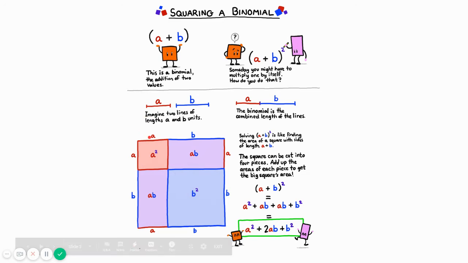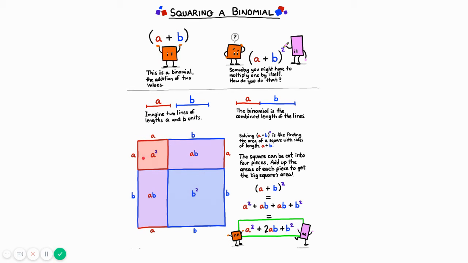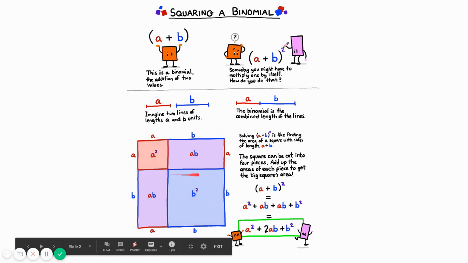The square can be cut into four pieces. This would be the square A and A. Here's a rectangle, which is A times B, another rectangle, A times B, and then lastly, the square B and B. And we know that the area of the square would be A squared, side squared. The area of a rectangle is its length times its width. There's another one, length times its width, and this square is the side squared.